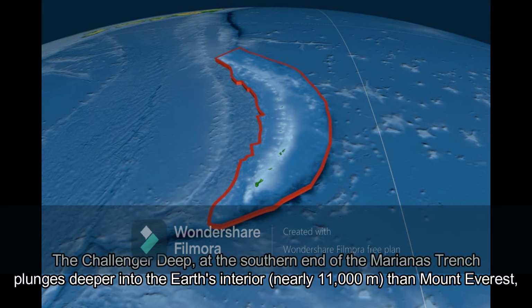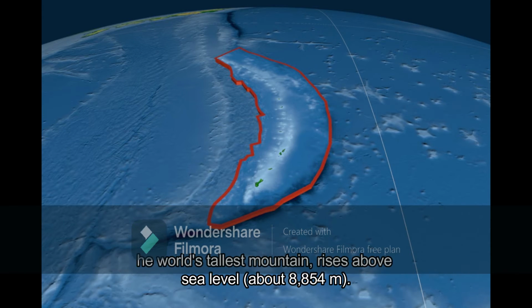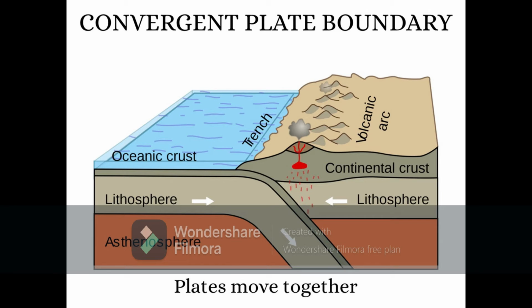The Challenger Deep at the southern end of the Marianas Trench plunges deeper into the Earth's interior, nearly 11,000 meters. In comparison, Mount Everest, the world's tallest mountain, rises above sea level about 8,854 meters. Now you know what a convergent boundary is.